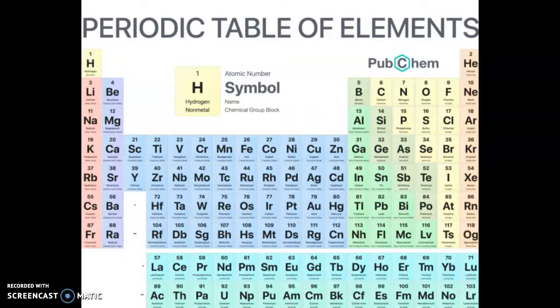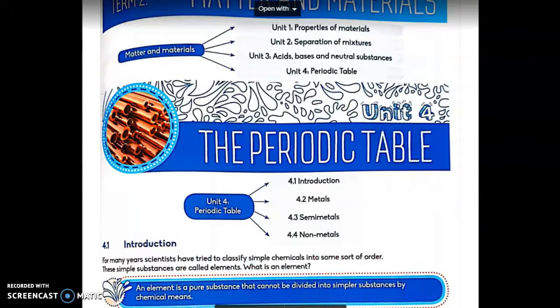The periodic table. Here we have a periodic table. If you have one in your book, that's great. If you don't have one, I will put the link to this in the description here, and then you can print it for yourself. Alright, let's start with a recap from what you learned in grade 7.